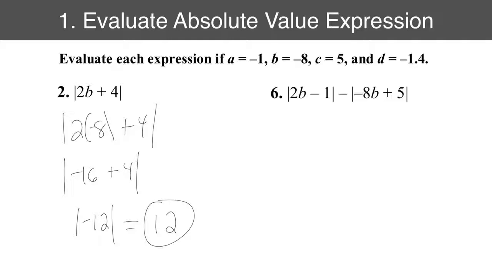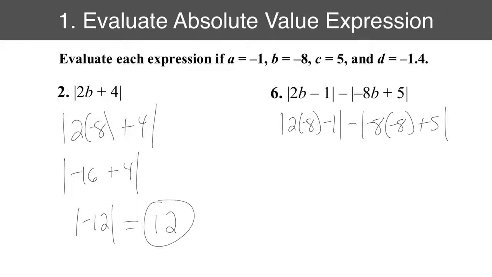All right, let's look at the second one. We have the absolute value of 2b minus 1, and then minus the absolute value of -8b plus 5. So let's plug in all of our numbers first. So absolute value of 2b, so b is -8 again, minus 1, close that, and then minus the absolute value of -8 times b, which is -8, and then plus 5, and then close that.